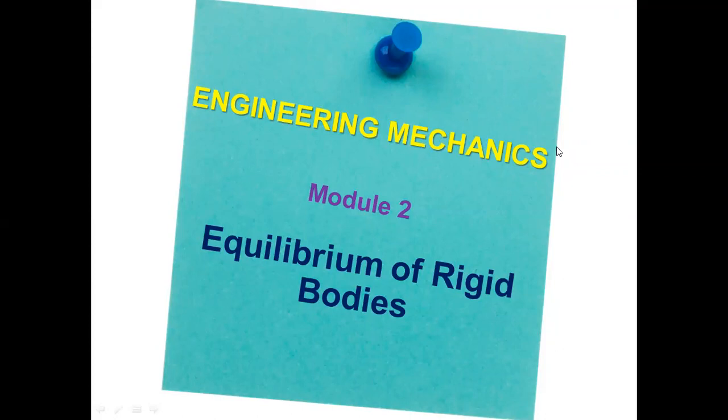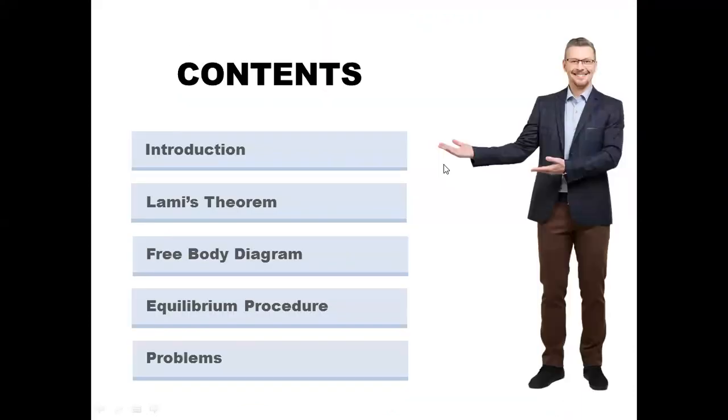In this video, I'm going to talk about equilibrium of rigid bodies. It's also called equilibrium of coplanar concurrent force system. Today I'm going to talk about these contents: introduction to equilibrium, Lami's theorem, the proof of Lami's theorem, free body diagram, and some examples based on free body diagram, equilibrium procedure, how to solve the problems which are based on equilibrium, and some of the problems which are based on sphere.